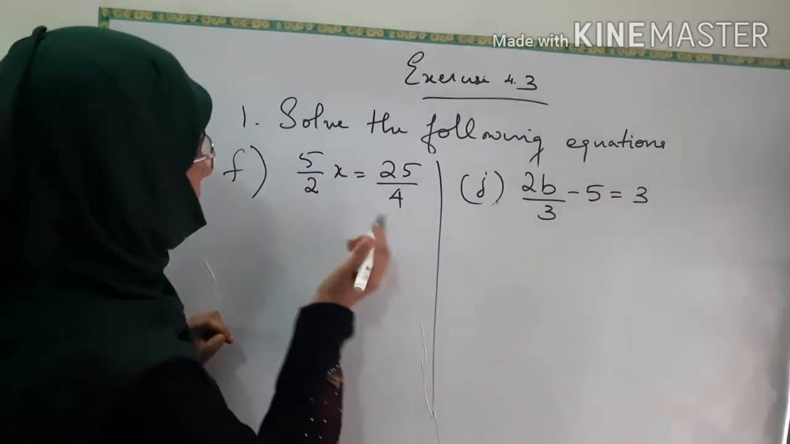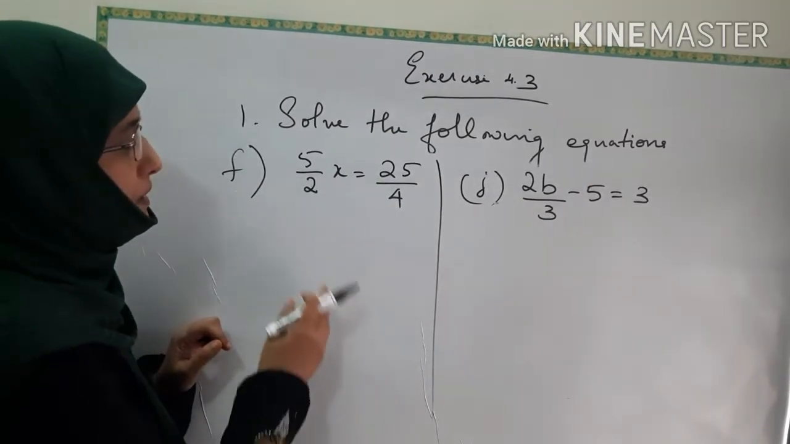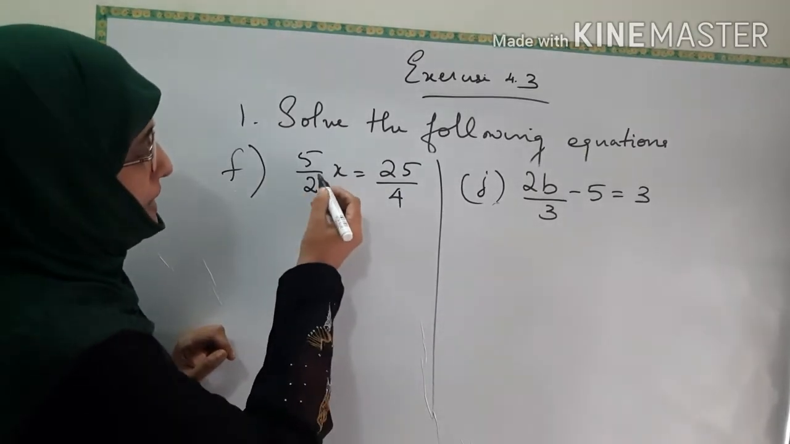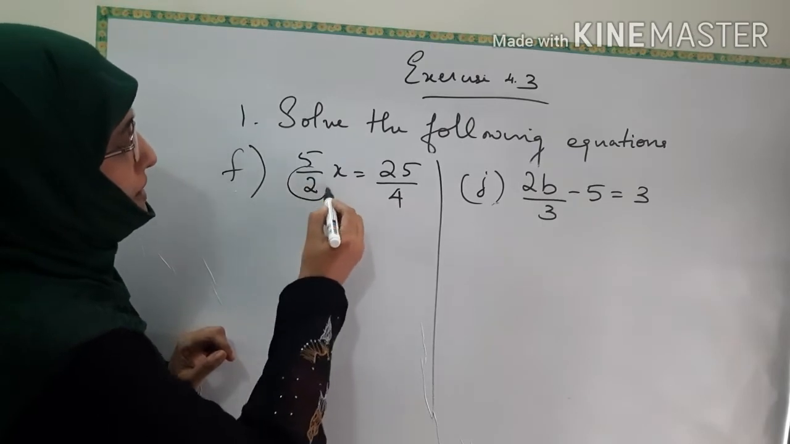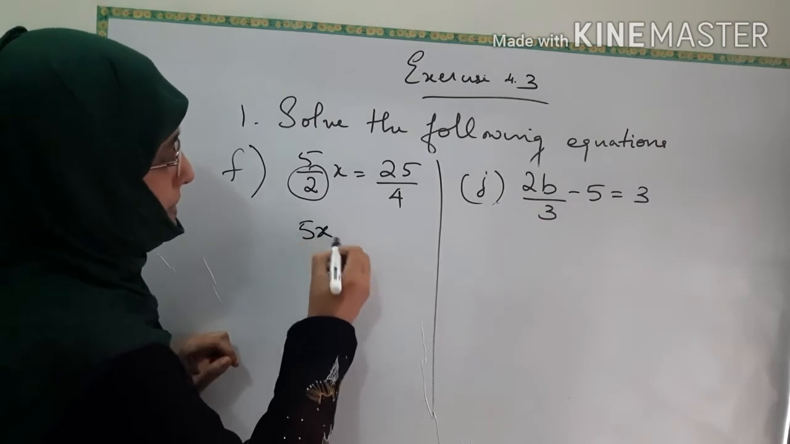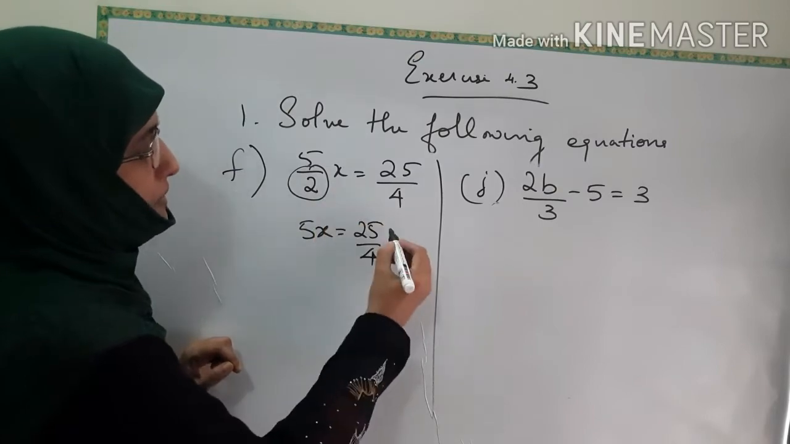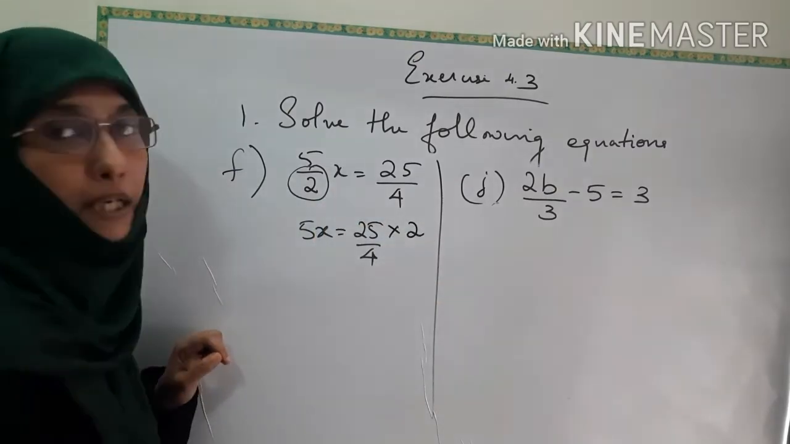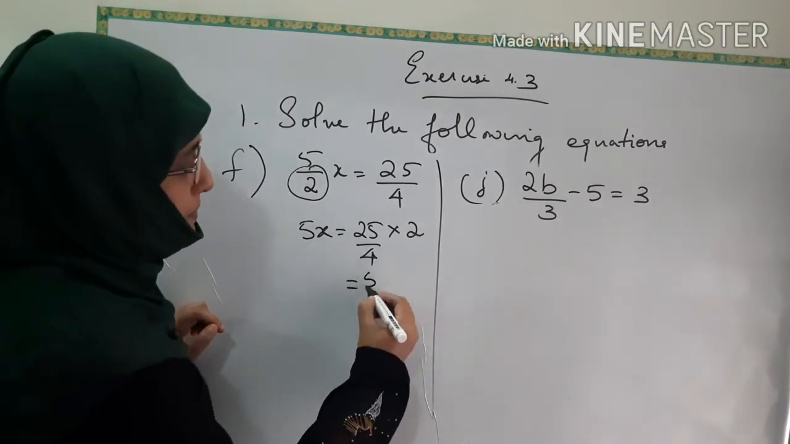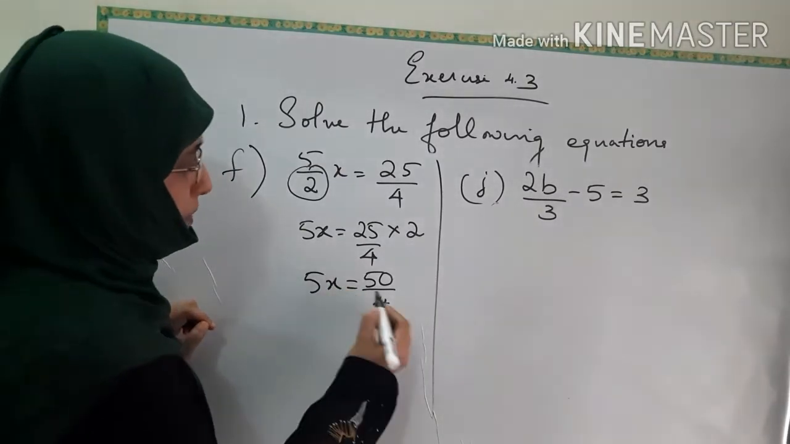Now next question, that is 5 by 2 x equal to 25 by 4. So here also we can take them one by one to the other side. What will you take first? You can take this by 2 to the other side. So 5x will be there, and 25 by 4 is already there. Division, when you go to the other side, becomes multiplication. So 25 into 2 by 4. What is 25 into 2? It is 50. 50 by 4. So 5x equal to 50 by 4.